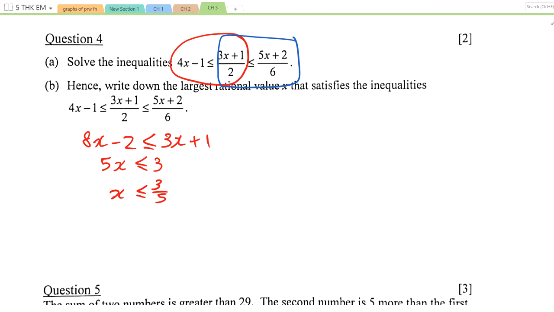Then on the other side, I've got (3x plus 1) over 2 less than or equal to (5x plus 2) over 6. Okay, out of the 3 students that came to see me, 2 of them tried to cross multiply.